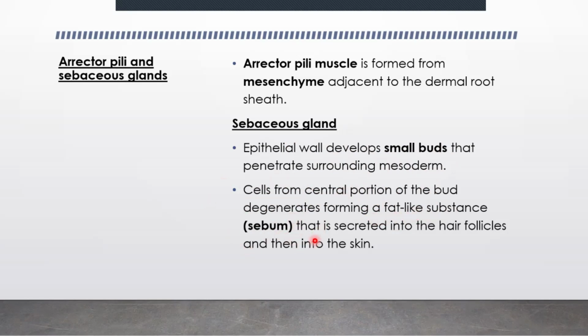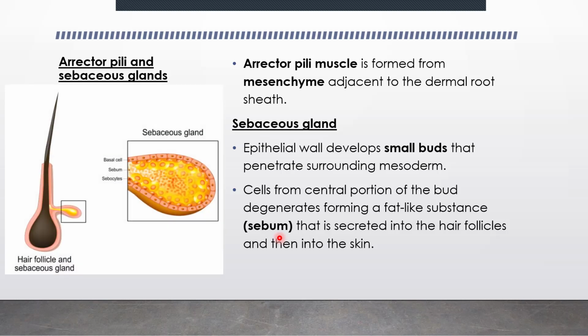And then this sebum is secreted into the hair follicles, and after that into the skin. Remember, the secretions of the sebaceous gland first go to the hair follicles, then from the hair follicles to the skin surface. And as a better illustration of the same, you can appreciate a hair shaft.